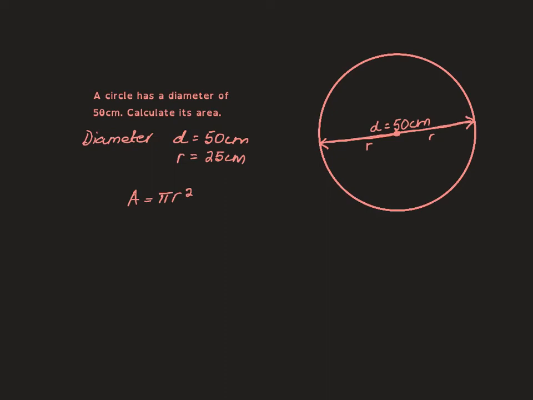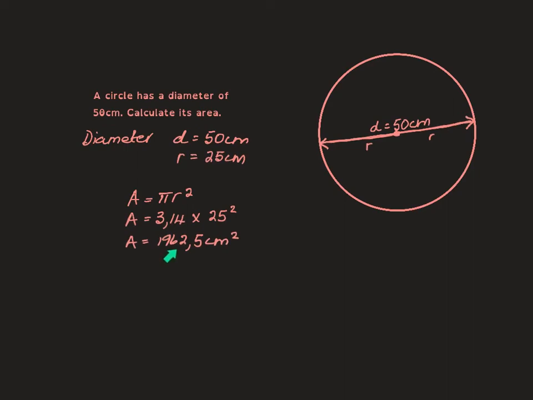Now you can do your substitution. A is what you want to find. Pi, we're going to put the numbers in place of pi, and then we need to multiply by the radius squared. And you can feed that into your calculator. The area of this circle is 1962,5. What are our units? Centimeters squared.